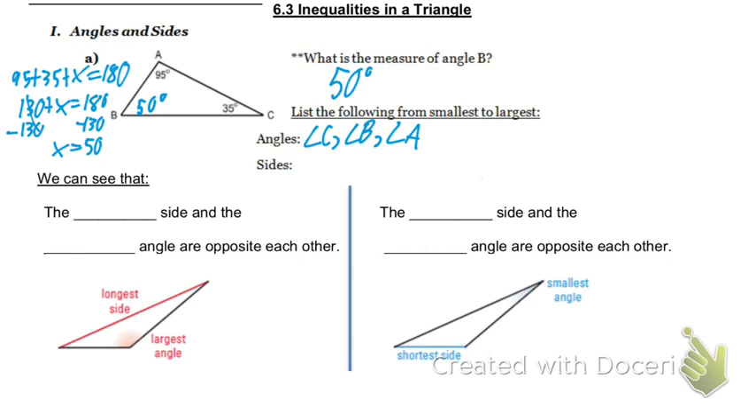So when the flashlight was smallest at 35 degrees, the smallest angle, what did we notice about the side on the wall? How much light did it take on the wall? Was it the smallest or the biggest? Smallest. So our smallest side is going to be side AB, the side that was opposite the smallest angle.